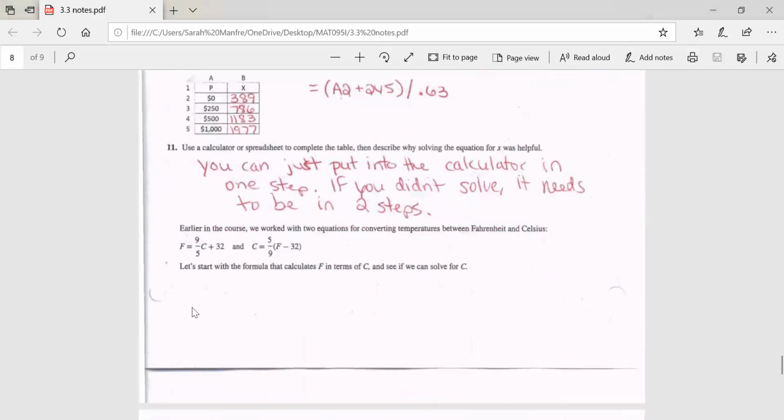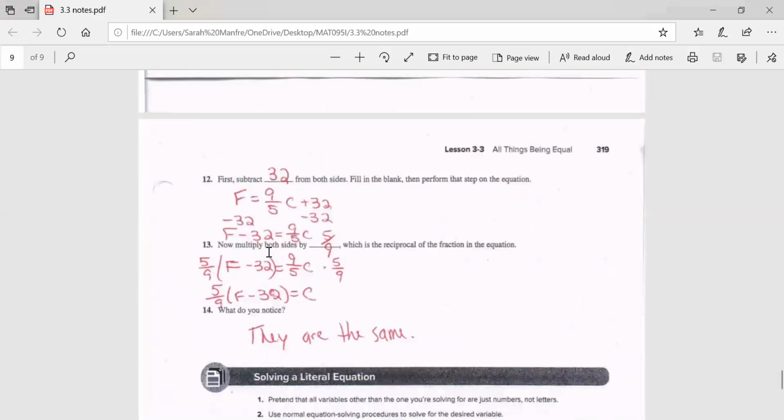And then it's reminiscing on the Fahrenheit and Celsius equation. So we have these two equations that are right here. And it's asking you on the next page, we're going to take this first formula and we're going to solve it in terms of C, just like we just did, and see if we get the same equation. So let's look at what happens.